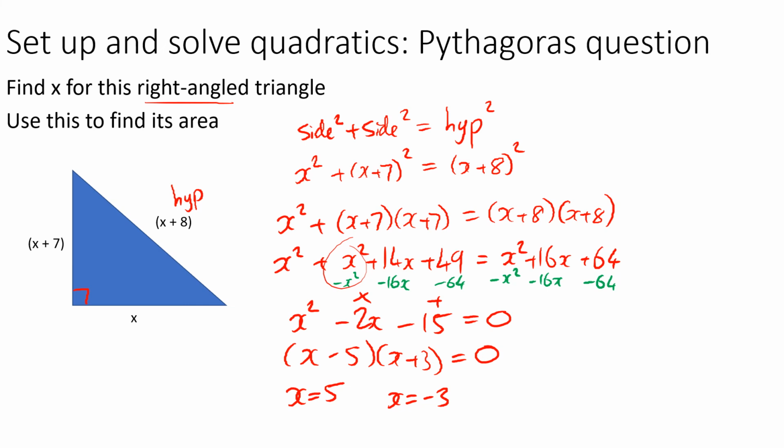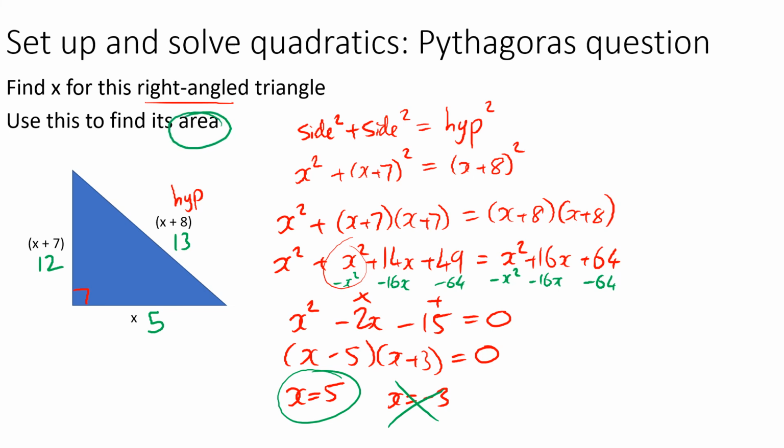Now which one of those is correct? Well, it's a shape. If it was minus 3, we'd have this length being negative, which doesn't make any sense. So our correct solution must be x equals 5. If we substitute that in, we'll show we've got 5, 12 and 13.